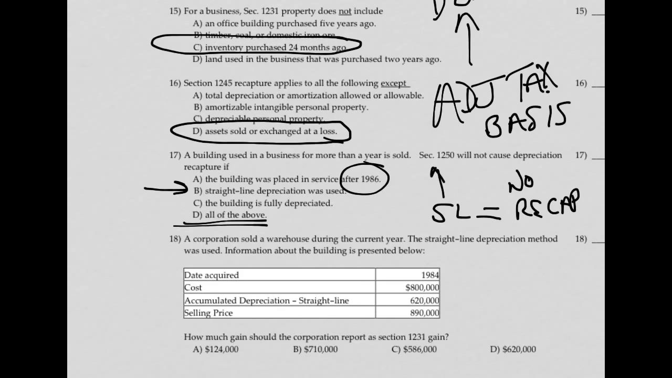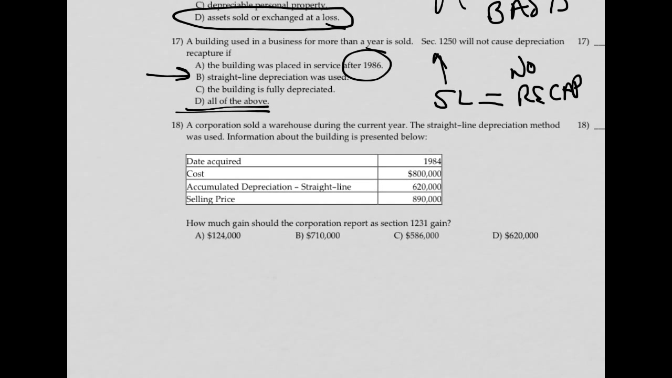We're going to skip question 18 because I didn't realize that that's going back to property acquired before 1986, and we're just not going to cover that in a quiz situation.